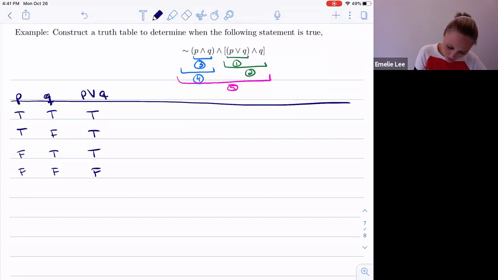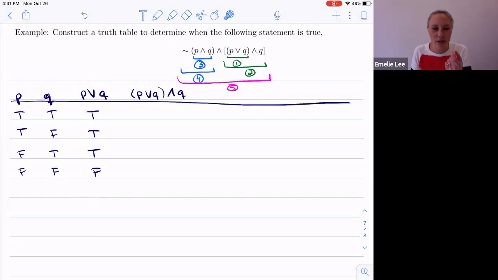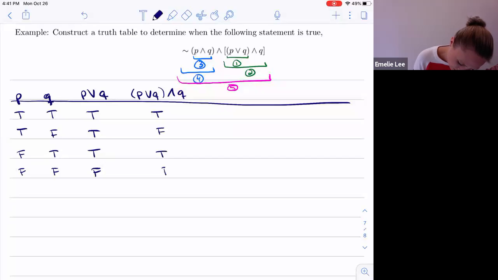Then if we move on to P or Q, treating that as one thing, and Q, we've got P or Q and Q. Now I'm looking at this column and this column, the last two columns. I need to combine them with an AND, so I have to have both values true in order for the statement to be true. So this is true, false, true, false.